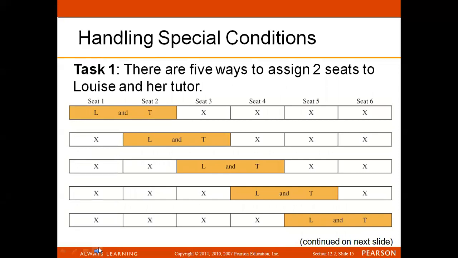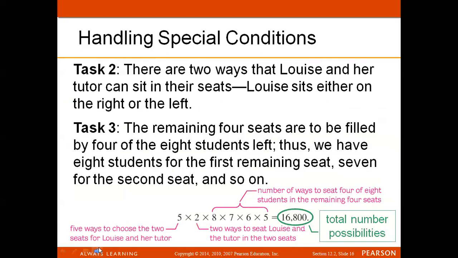Task 1. There are 5 ways to assign 2 seats to Louise and her tutor. They can either sit in seat 1 and 2, seat 2 and 3, seat 3 and 4, seat 4 and 5, or seat 5 and 6. Task 2. There are 2 ways that Louise and her tutor can sit in their seats. Louise sits either on the right or on the left.